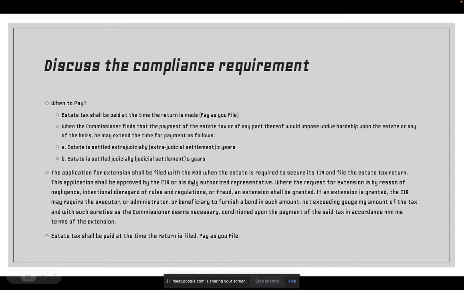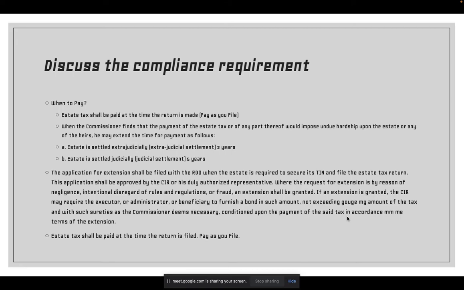The application for extension shall be filed with the RDO where the estate is required to secure the TIN and file the estate tax return. So the estate itself, magkakaroon po siya ng sarili niyang tax identification number or TIN. Okay, ito po ay provisions po. Okay? This application shall be approved by the CIR or his or her duly authorized representative. So bibigyan po ng sariling TIN yung estate nung namatay, the decedent.